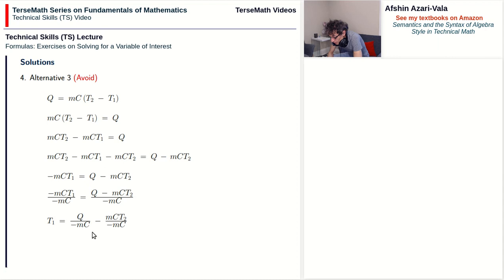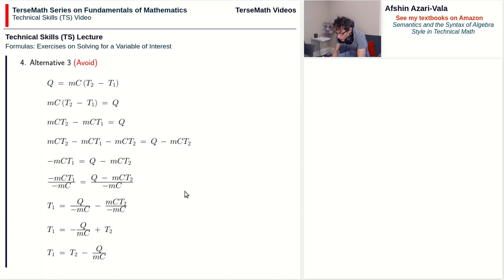On the right side now we have this complex looking expression, these signs that have not been cleaned up, and we have to break this expression into two parts to sort of clean it up. On the left side now MC and MC cancel out, and these two negatives become a positive, and so we end up with T1 equals negative Q over MC, and if we turn this into a plus and cancel out the MCs, we'll be left with T2, which again you can rewrite as T2 minus Q over MC.